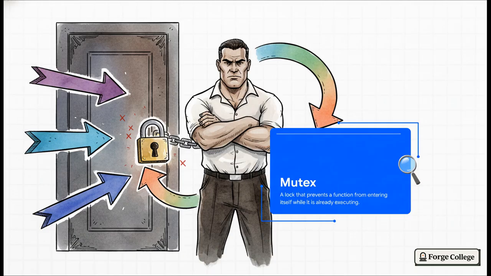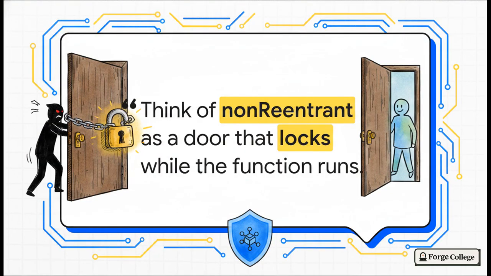So, the absolutely crucial takeaway here is this. Think of nonReentrant as a door that securely locks while the function runs. By simply dropping this one little modifier onto our external withdrawal function, bam, we shut down the attacker's loop instantly. If they try to pull that boomerang trick and re-enter, the smart contract checks the state, sees the door is locked tight, and immediately reverts the entire transaction.